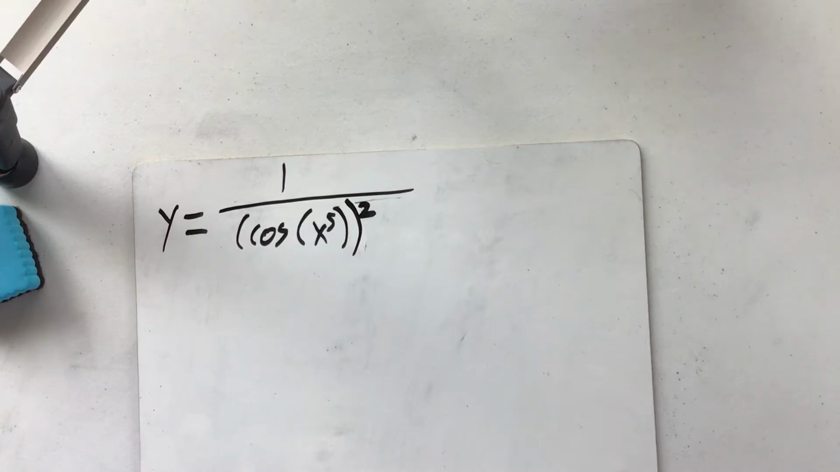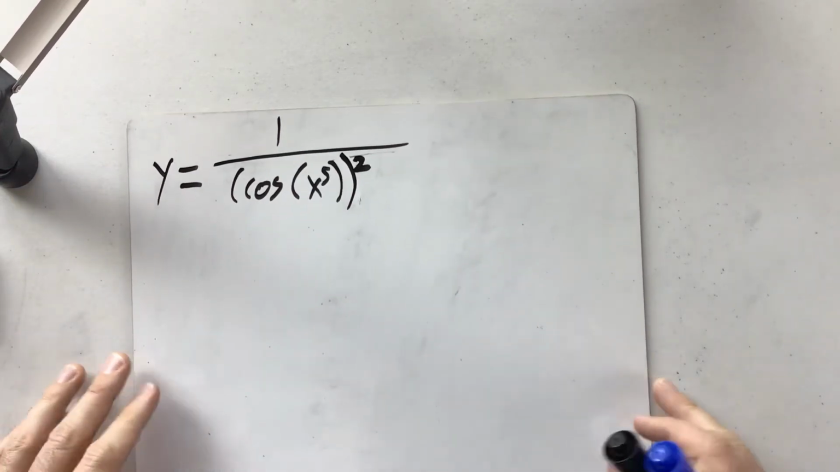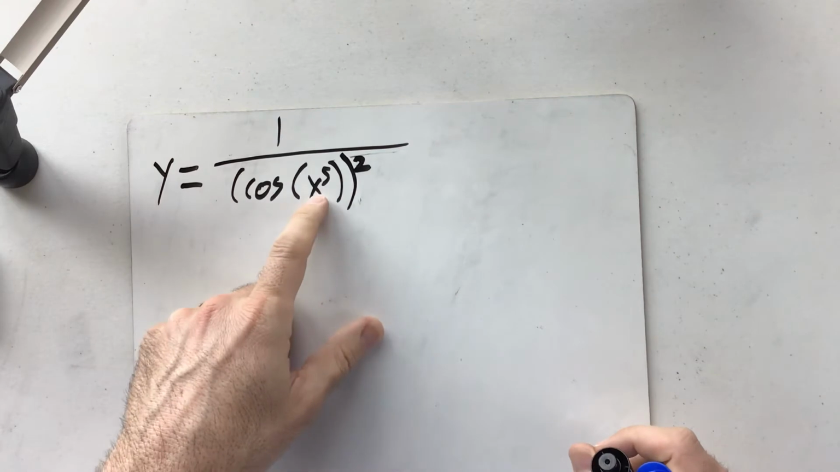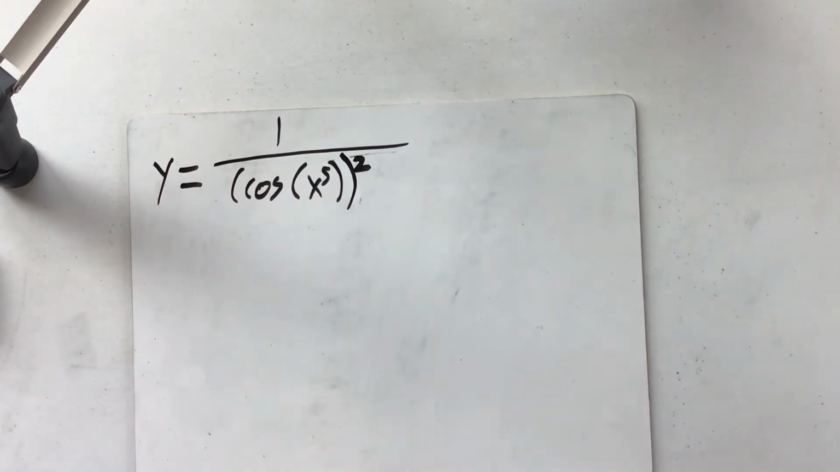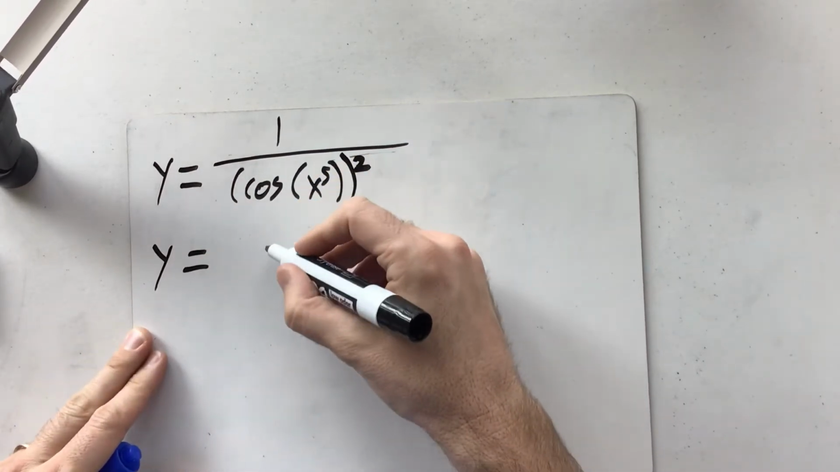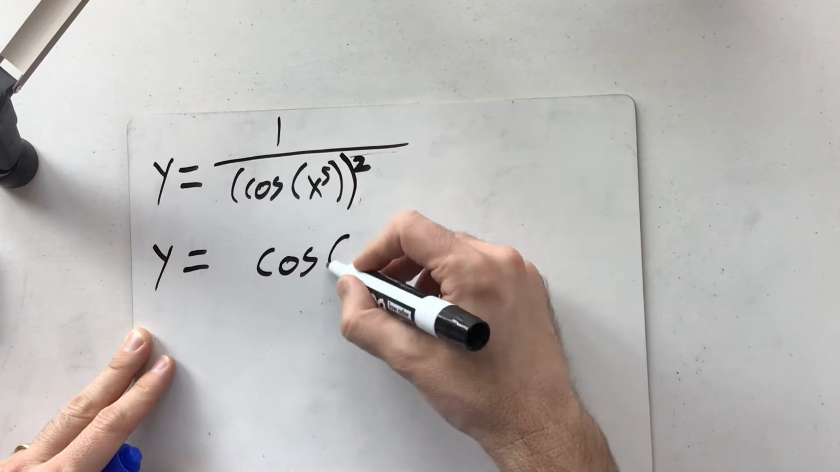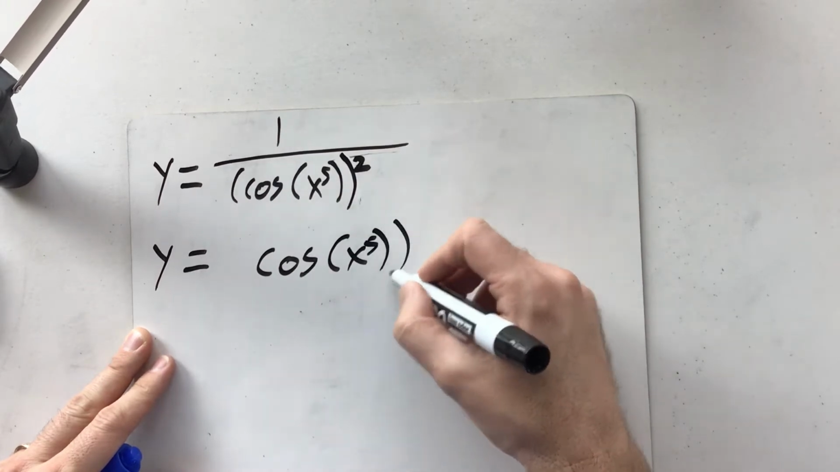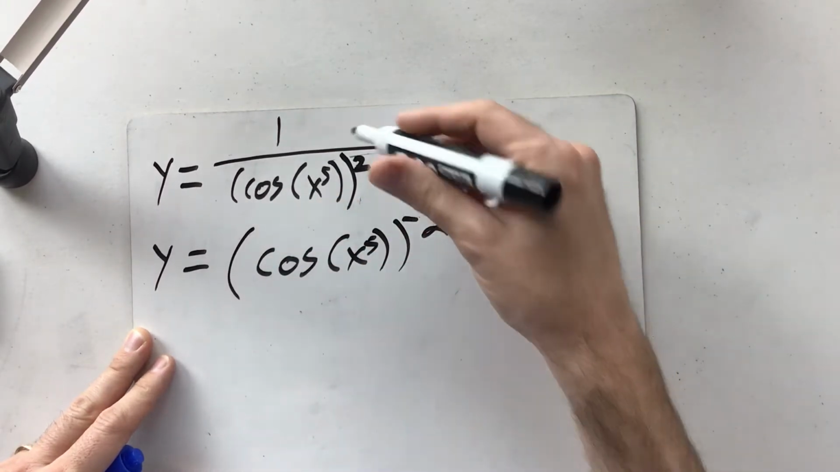All right, now it's time for our last problem. Y equals 1 divided by cosine of x to the fifth, all of that squared. First thing I'm going to do is rewrite this just a little bit to make it look a little bit prettier. And we'll get cosine of x to the fifth to the negative 2. So I'm going to write it like that.